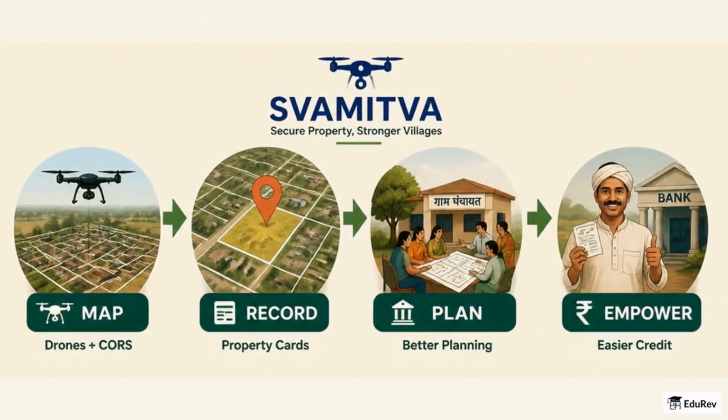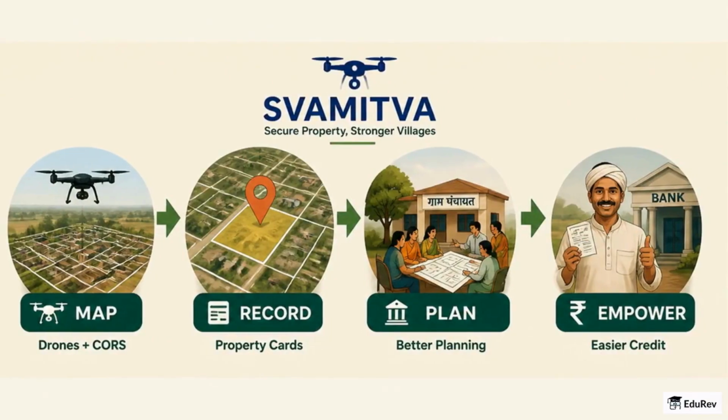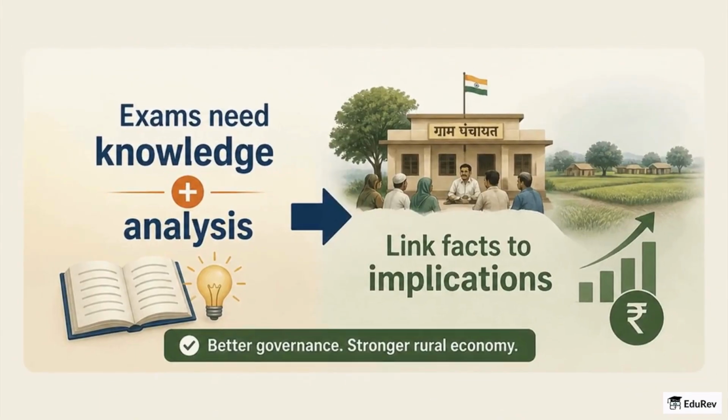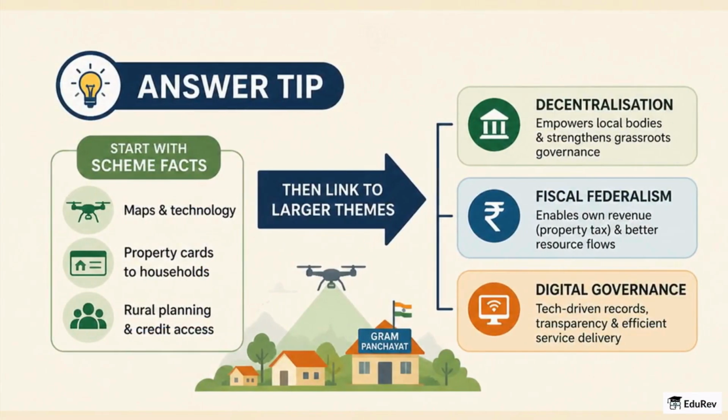To recap simply, Swamitva maps village habitations using drones and CORS, issues property cards, improves planning, and enables credit. Remember objectives: financial stability, accurate land records, tax determination, GIS for GPDP, and dispute resolution. Exams want both knowledge and analysis. So pair facts with implications for governance and rural economics. A short answer tip: refer to scheme facts and then link to larger themes like decentralization, fiscal federalism, and digital governance.